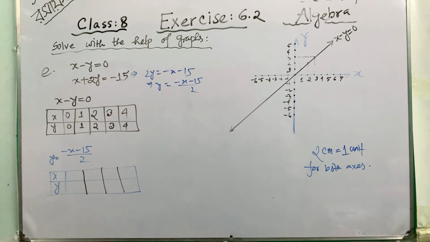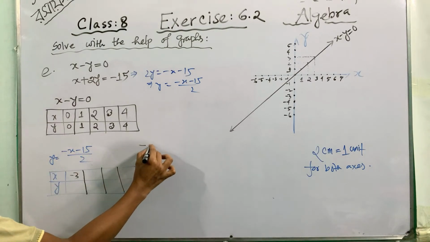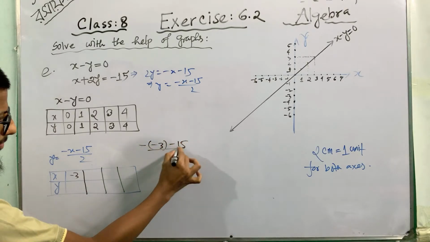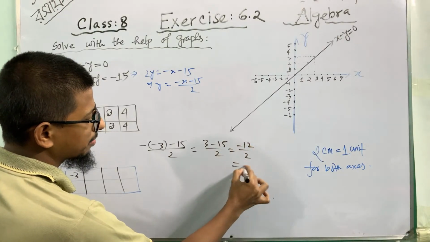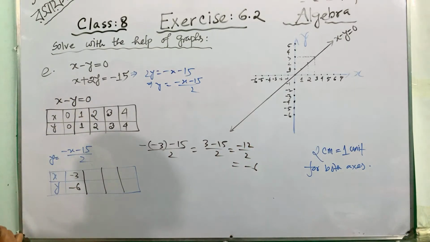So let's choose x equal to minus 3. If x equal to minus 3, then minus 3 minus 15 divided by 2, minus 18 divided by 2. Sorry, if x equal to minus 3, it will be minus 3 minus 15... so minus 12 divided by 2. That means this will be minus 6, right? This will be minus 6.